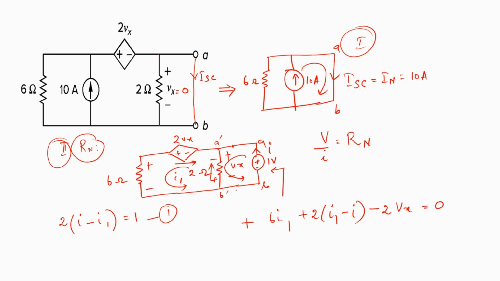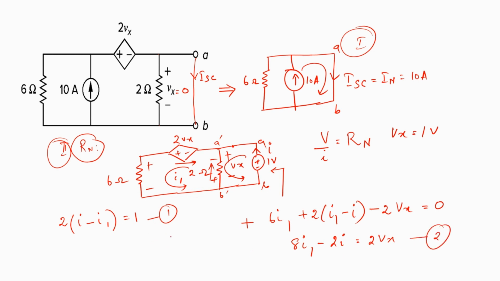So now here, what is Vx? Vx is nothing but the voltage drop across the terminal A dash B dash, which is nothing but the drop across the terminal AB, which in this case is the value of the test source. So we know that Vx is equal to 1 volt. So we can replace that over here, and ultimately we get 8i1 minus 2I is equal to 2 times of Vx. And this is my second equation.